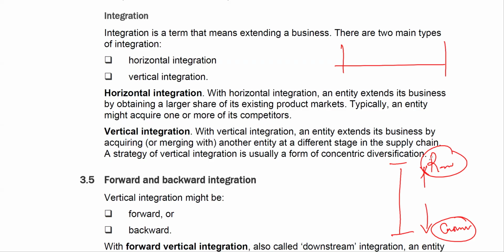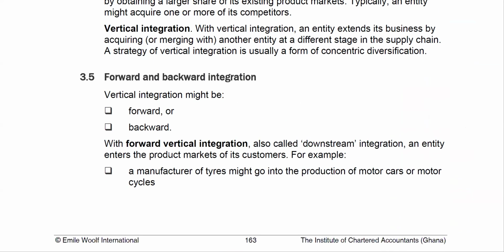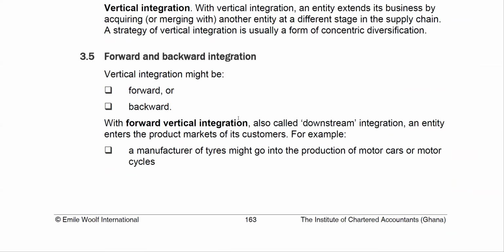And then with vertical integration, you extend your business by acquiring or merging with another entity at a different stage in the supply chain. So a strategy of vertical integration is usually a form of concentric diversification because you are still in that same related industry. Okay, so let's look at vertical integration, which can be broken into forward integration or backward integration.